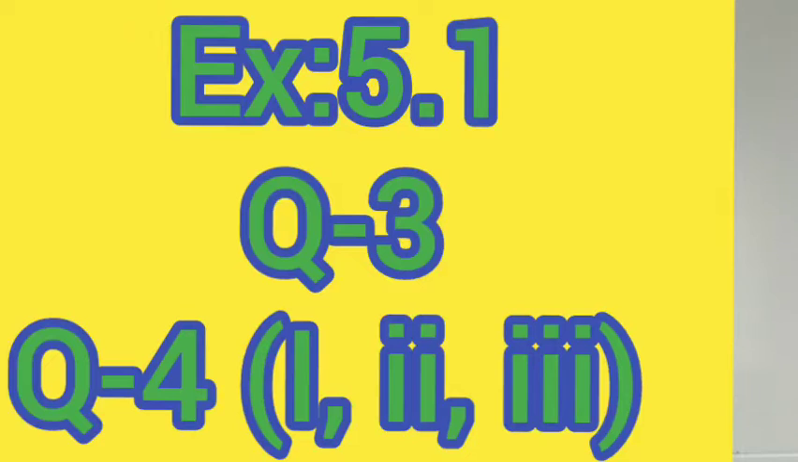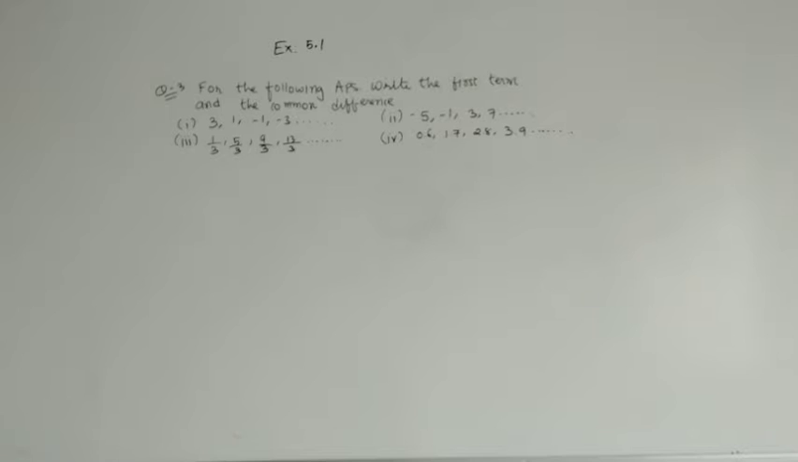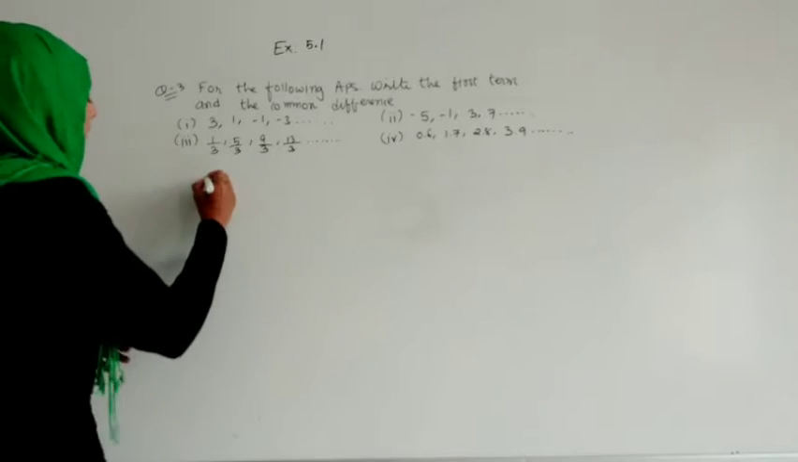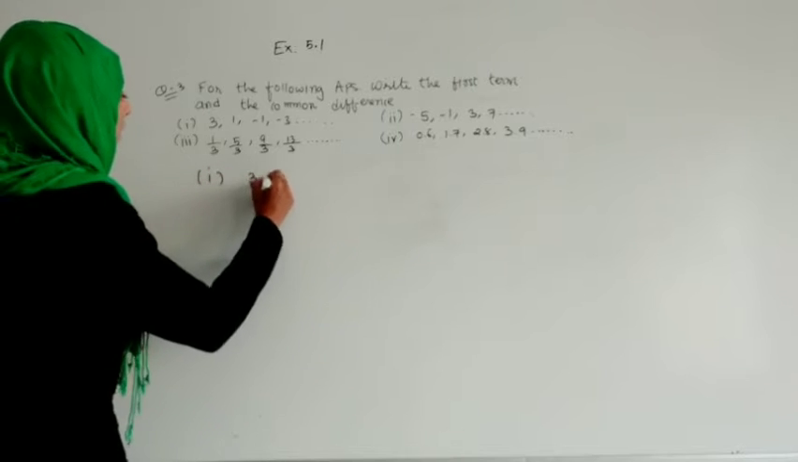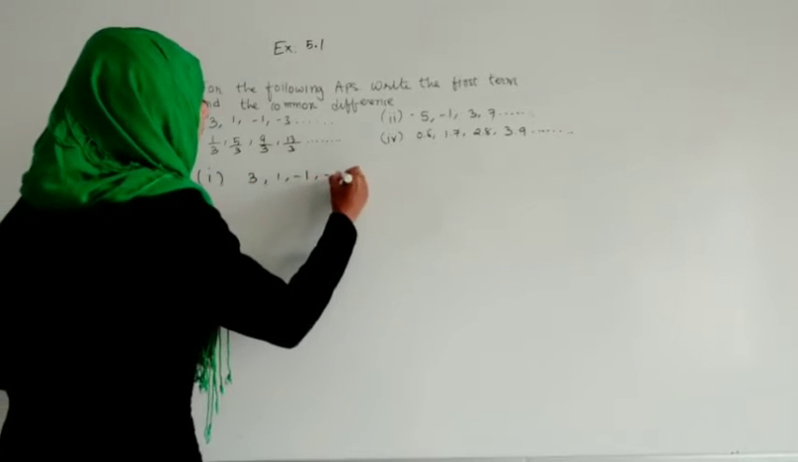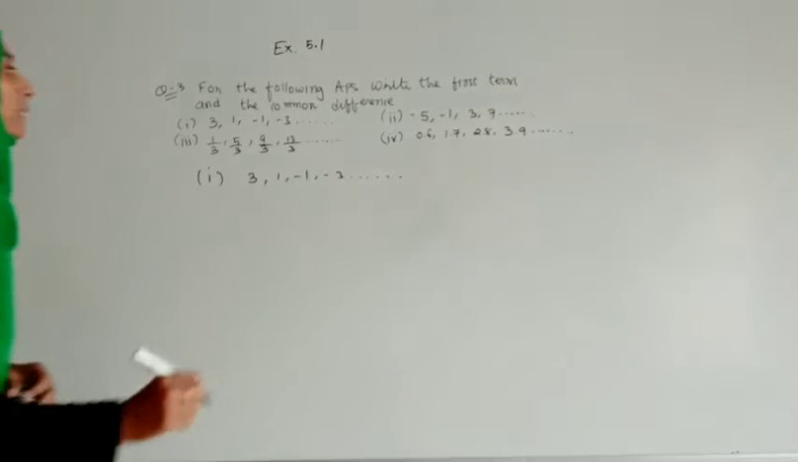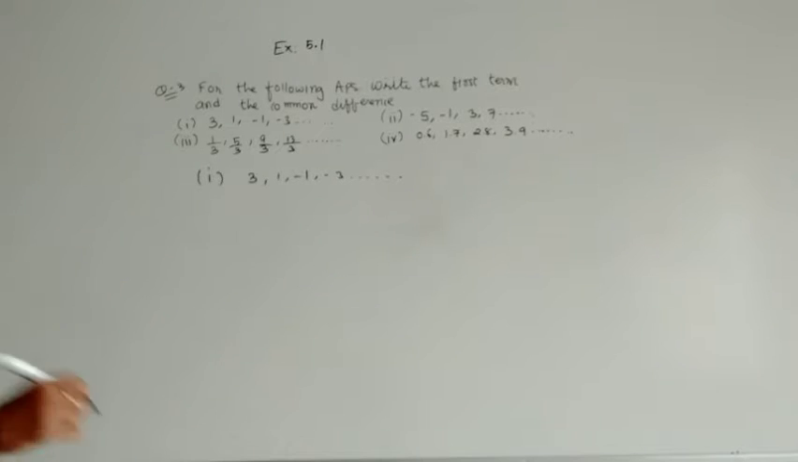Let me begin the question. This is exercise 5.1 and question number 3. For the following APs, write the first term and the common difference. This question will be very easy for you because here the AP is given, यानी ये continuous form में है, but हमें पता करना है कि what is the first term, यानी A क्या होगा.